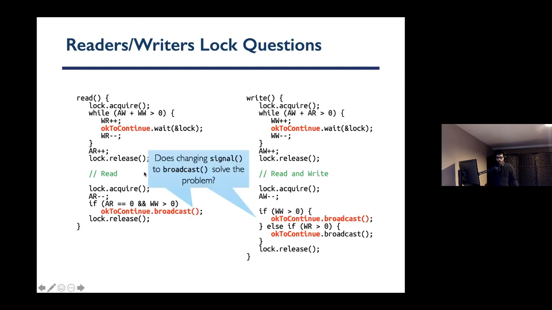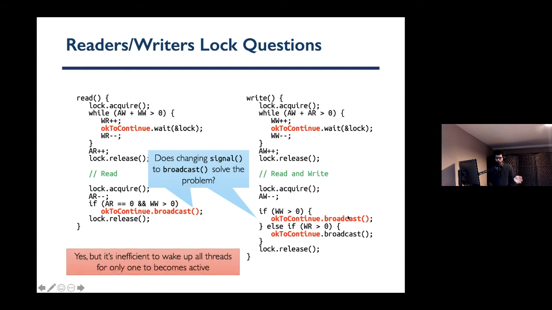What if instead of signal we do broadcast, so that we wake everybody up? Instead of just waking up the reader, we broadcast. So this one actually will work. This implementation will work, but it's super inefficient. You're basically waking up everyone, and then only one of them can get out. That makes it super inefficient.